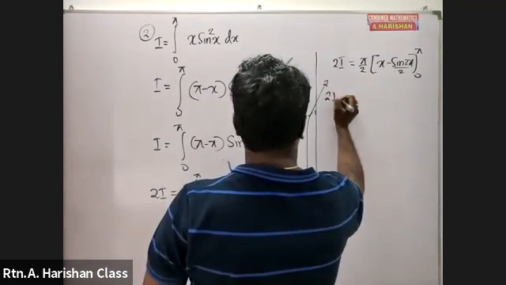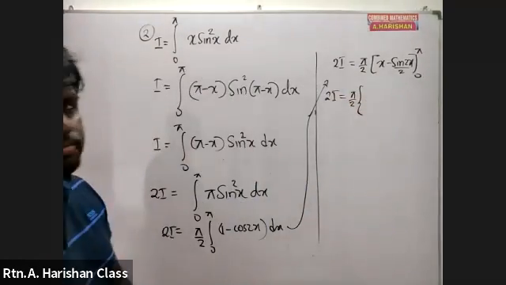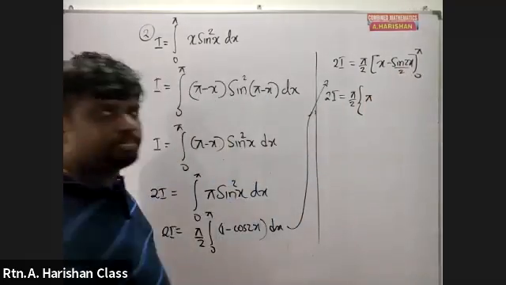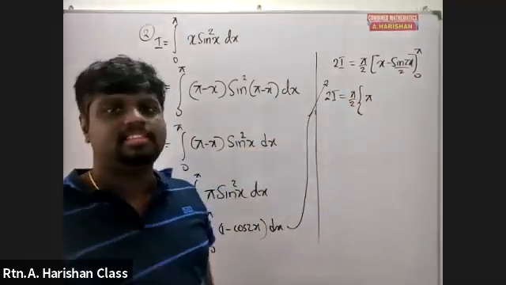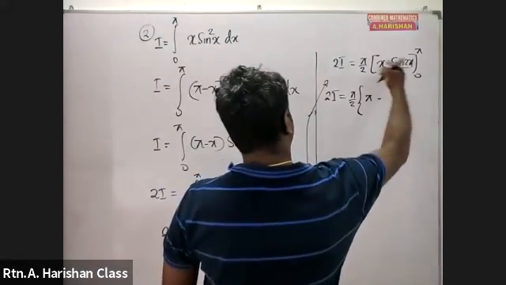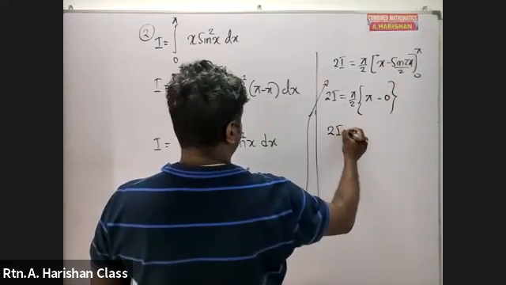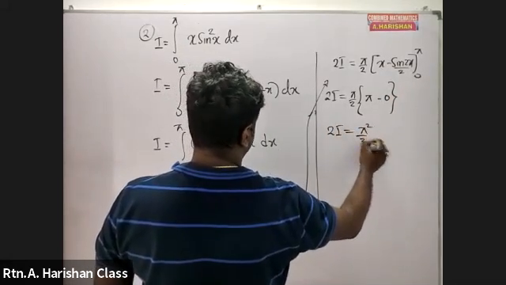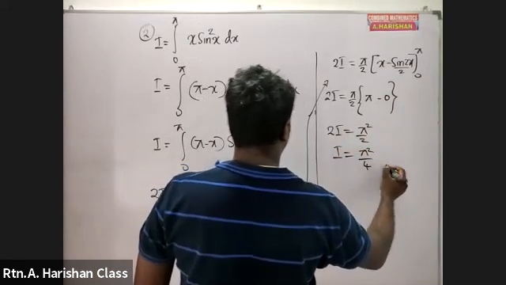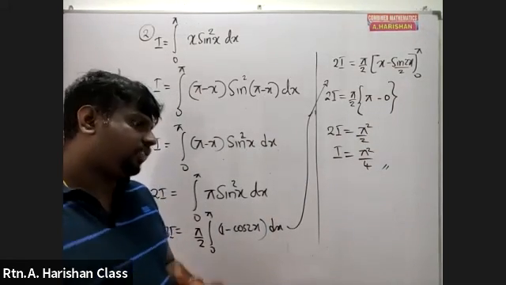So again, 2I equals pi by 2. Now we have to substitute the pi there. So it's pi. If you substitute pi in sin 2x, that is sin 2 pi, that is 0. Minus, if you substitute 0, all are 0. So 2I will be pi squared by 2. So I will be pi squared by 4. Very interesting question. Pi squared by 4.